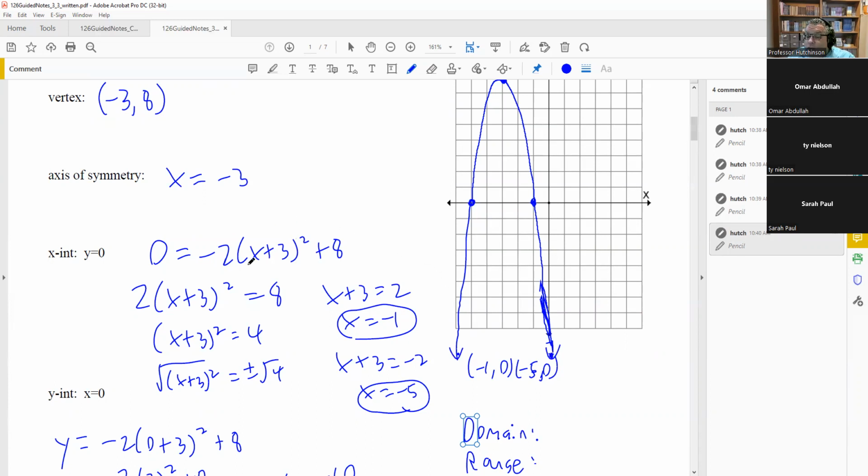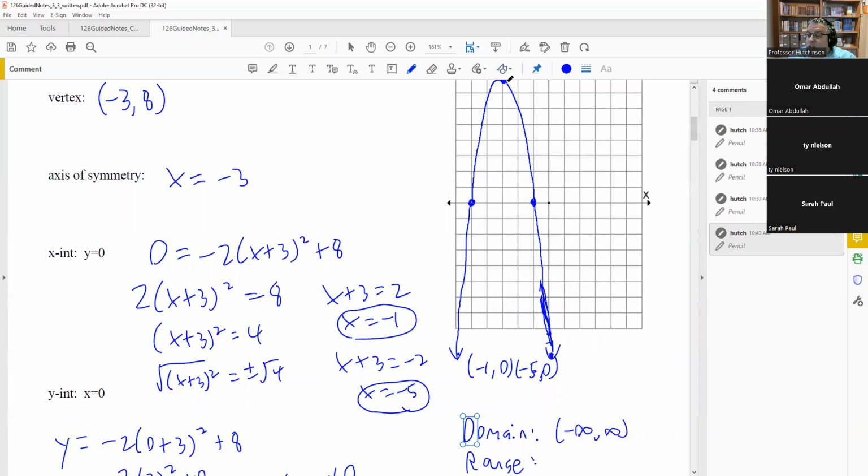If I take a look at this original equation, there's no restrictions on the original equation I had. There's no division by 0. There's no square roots of negative numbers. None of that happens. And if none of that happens, your domain is always going to be negative infinity to positive infinity.